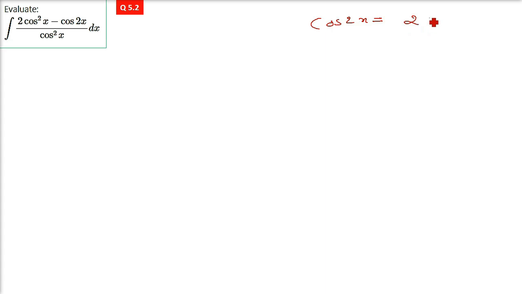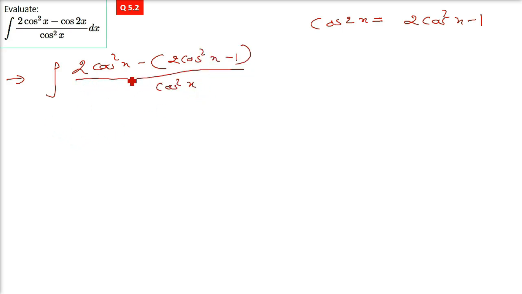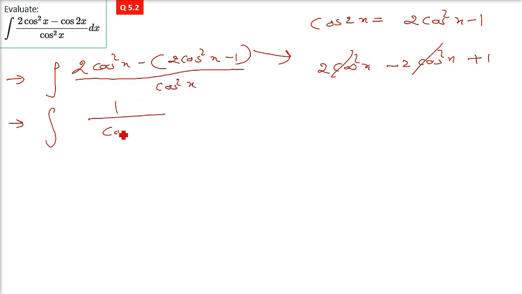The cos 2x is simply 2 cos square x minus 1. What do we get here? In place of cos 2x, when we replace it by 2 cos square x minus 1, it will be 2 cos square x minus (2 cos square x minus 1), divided by cos square x. When you open this bracket, you will get 2 cos square x minus 2 cos square x plus 1, so the 2 cos square x get cancelled. 1 by cos square x is the final thing.